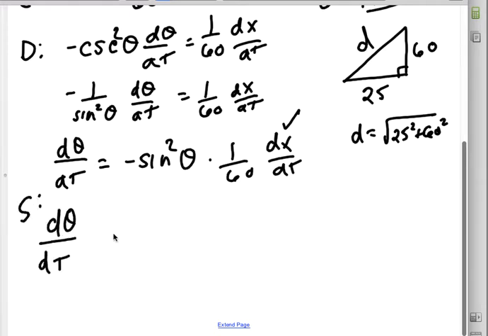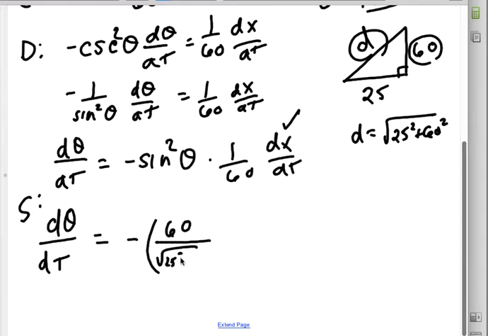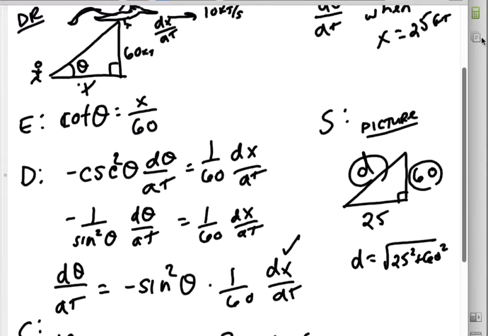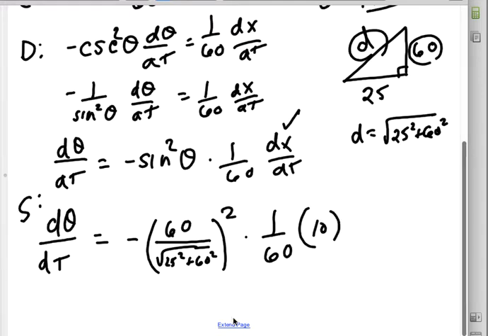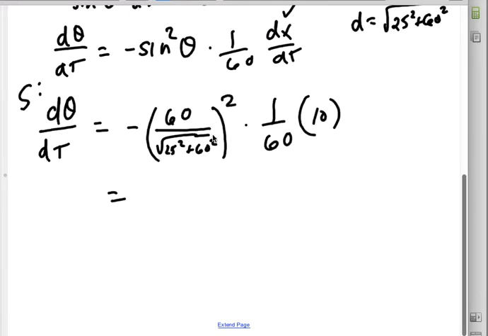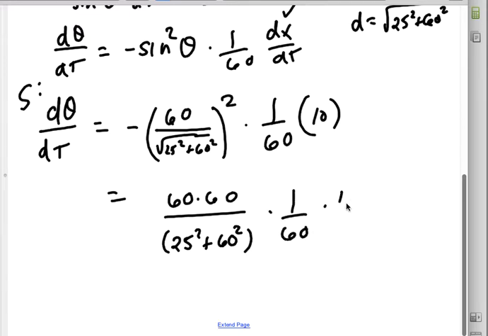So when I substitute in, remember, sine is this thing over this thing, right? So I'm going to get negative 60 over this square root, which we'll deal with in a sec, quantity squared, times 1 over 60, times dx/dt, which was how fast the pterosaur was flying, which was 10. Cool. So if we clean this up a little bit, I'm going to end up with a 60 times a 60 on the top. I'm going to end up with the bottom just being this expression without the square root, because the whole thing was squared. I can cancel one of the 60s and its times 10.